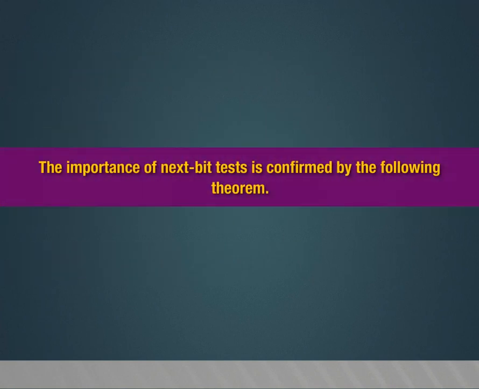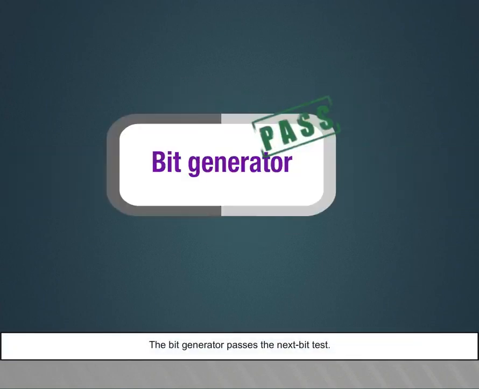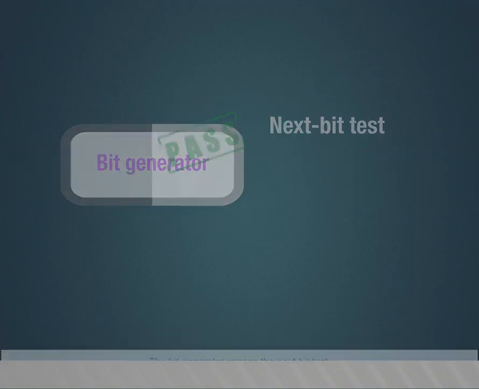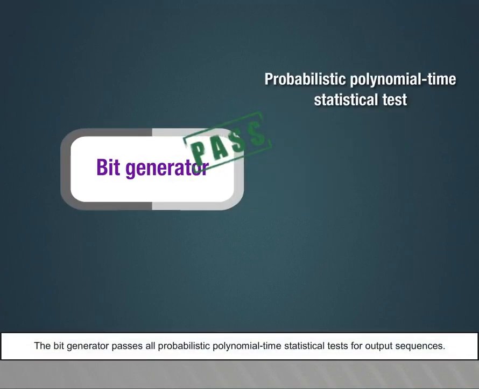The importance of the next bit test is confirmed by the following theorem. Given a bit generator, the following two statements are equivalent. The bit generator passes the next bit test. The bit generator passes all probabilistic polynomial time statistical tests for output sequences.